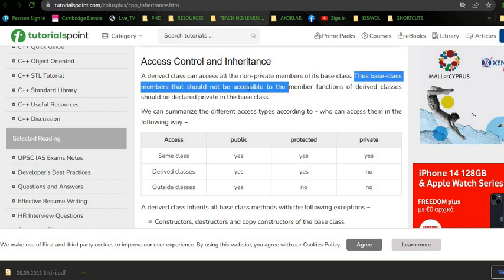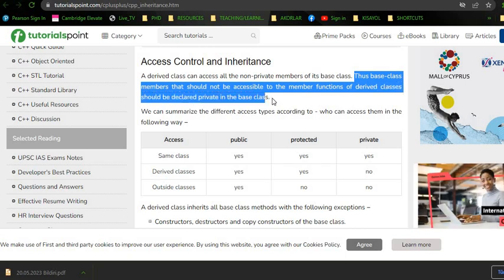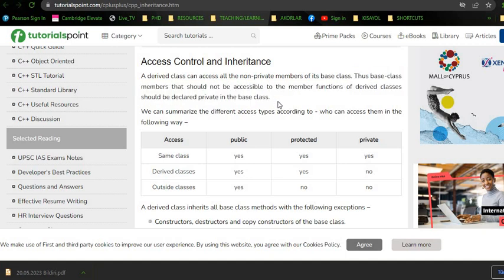Thus, base class members that should not be accessible to the member functions of derived classes should be declared private in the base class. So if we want to make some members not accessible by the derived class, we have to make them private. Otherwise, in any way, they can have access.